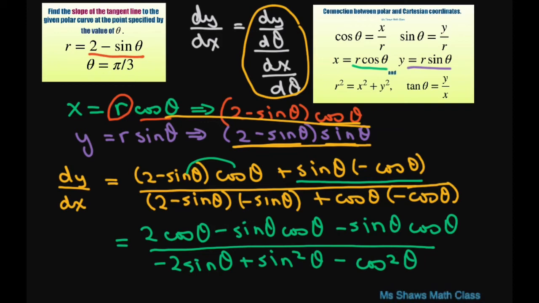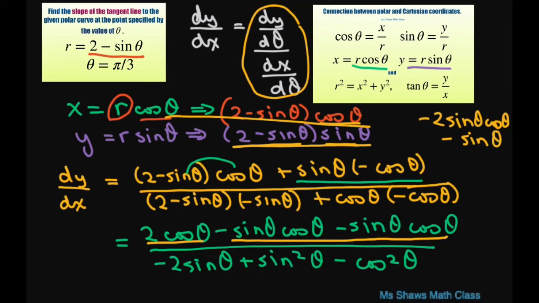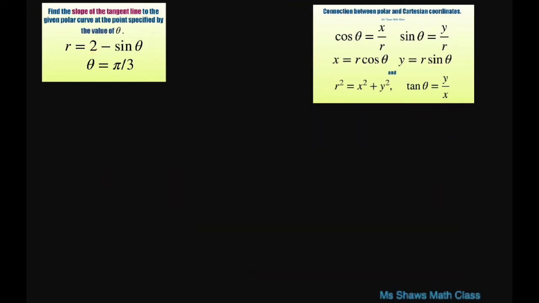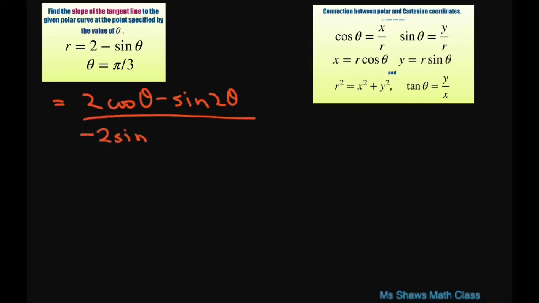We have 2 of these, and then this one right here is going to equal minus 2 sine of theta cosine of theta, which is just going to equal negative sine of 2 theta. This one right here is going to be negative cosine of 2 theta. And I'm going to rewrite this. So we're going to get this equals 2 cosine of theta minus sine of 2 theta divided by negative 2 sine of theta minus cosine of 2 theta.